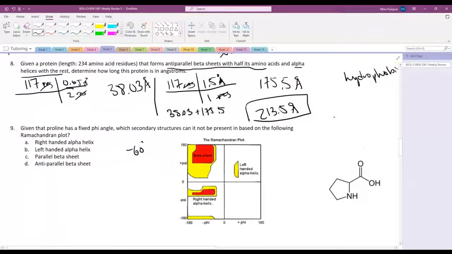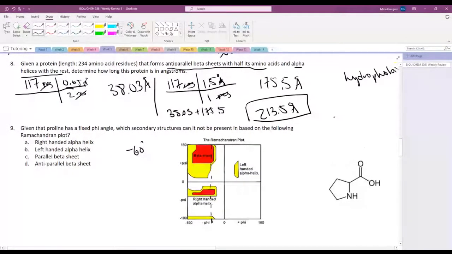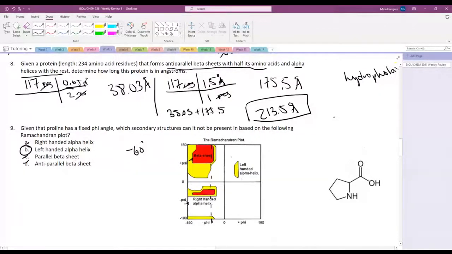Okay, so phi negative 60 might be somewhere around right here. If I draw a line up, and I'm not the best at drawing straight lines, but not bad. That means that it can be a right-handed helix, and it can be a beta sheet. And we know that beta sheets are somewhere in this region. What this tells us is that proline will never be found in a left-handed alpha helix. Never.